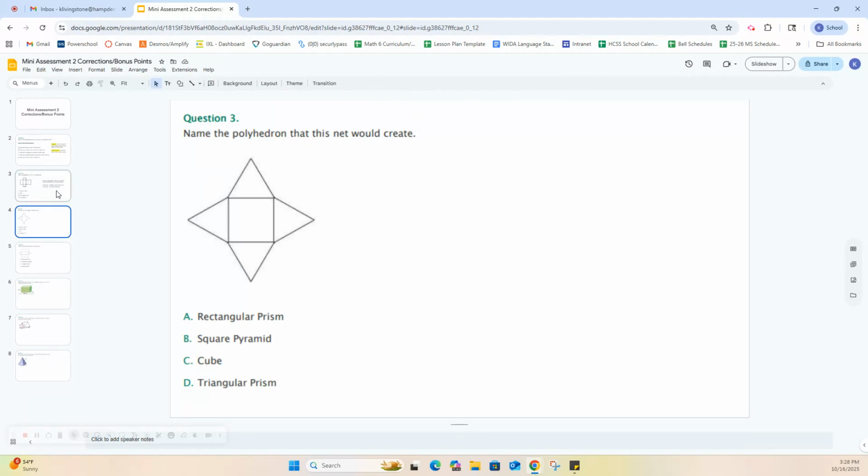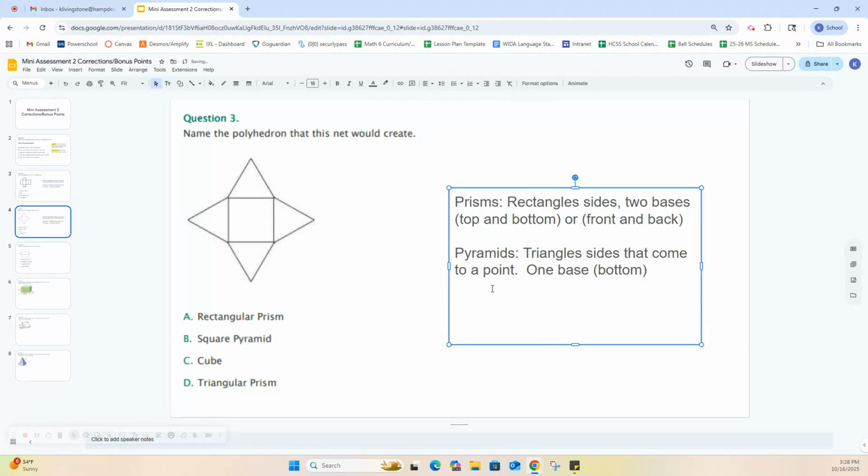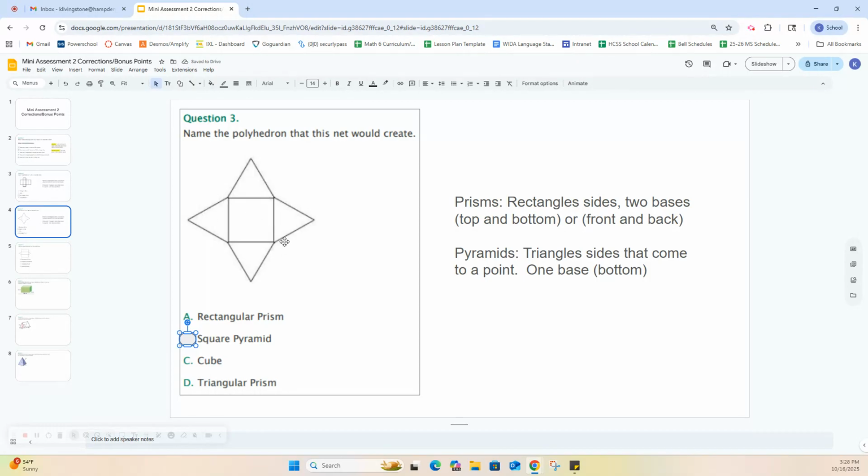Now name the polyhedron that this net would create. I'm just going to copy and paste what we wrote for the last slide, because we're still talking about a prism or a pyramid. All right, first we need to decide, is this a prism or is it a pyramid? We know that it is a pyramid because we have triangle sides and there is only one bottom. Now we need to decide, is it a square pyramid? Actually, that's the only option for a pyramid here. So we know that it is a square pyramid because it has a square bottom with triangle sides that would come to a tip. All right, let's keep going.